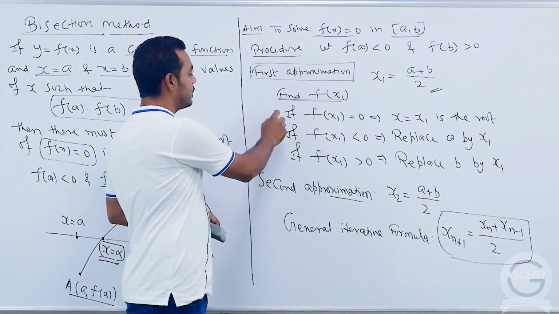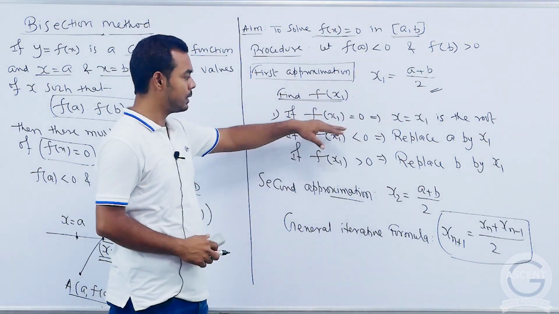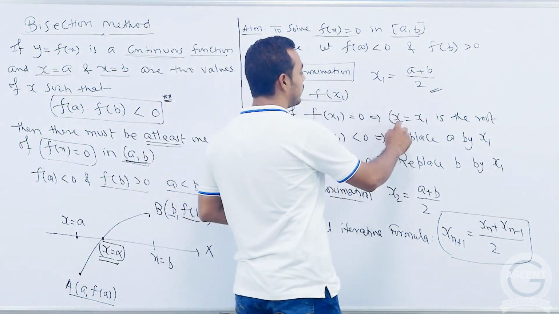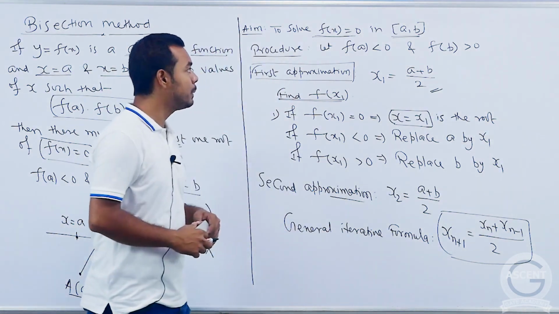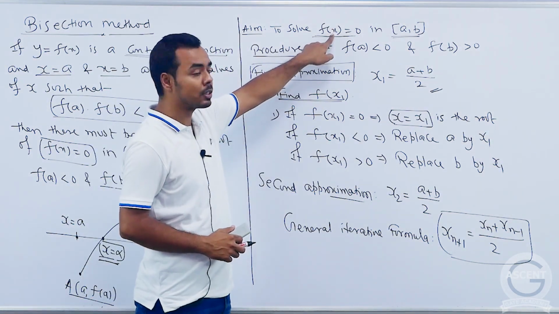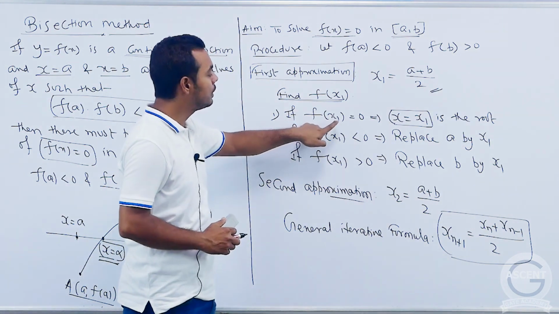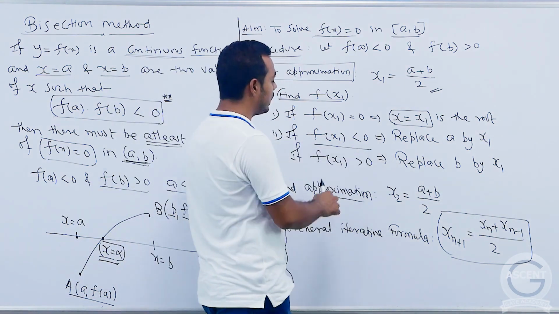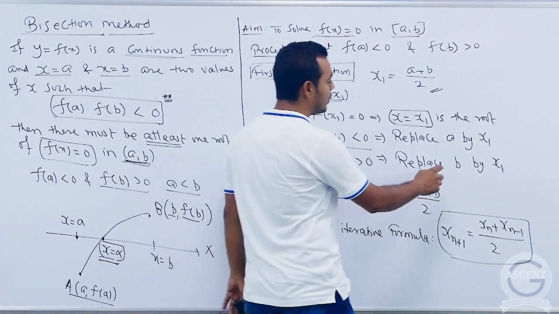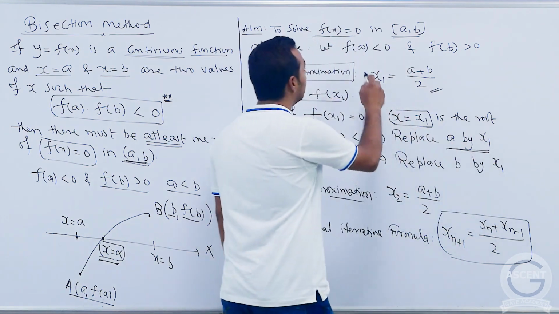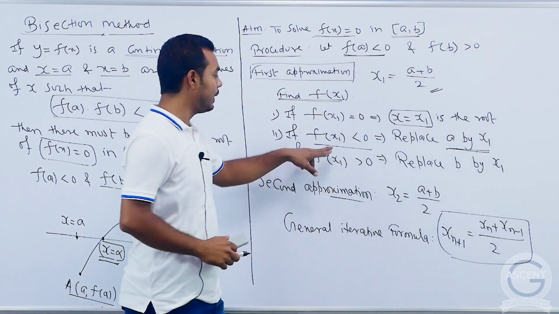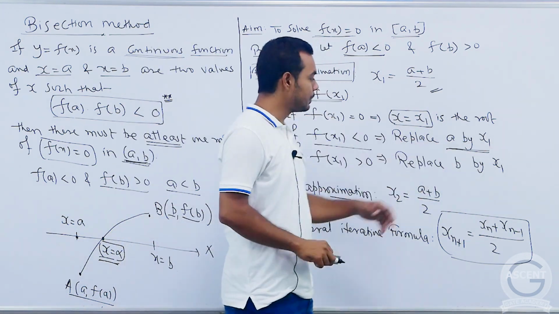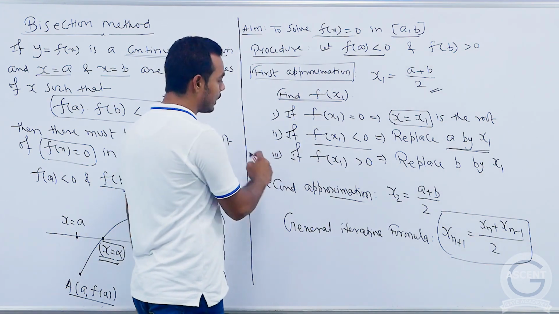Now there are three possibilities. The first possibility is that f of x1 is 0. This case we will rarely get, but suppose f of x1 is 0, this means x equals x1 will be the root. Root means we have to find that value of x for which f(x) becomes 0. So if f of x1 is 0, this means x1 is the root. The second possibility is f of x1 is negative. Now if f of x1 is negative, then in that case you have to replace a by x1. f of a was negative, now we are getting f of x1 as negative, so you have to replace a by this new value x1. And the third possibility is f of x1 is positive.